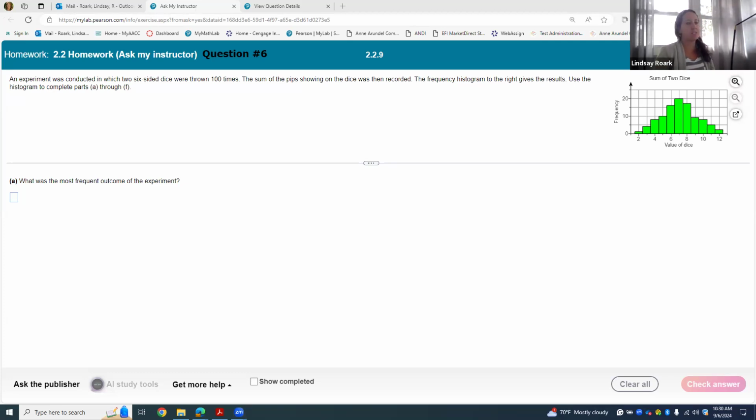And you'll notice again, some of these problems are just one part and some are multiple parts. So that can sometimes be part of the trickiness.